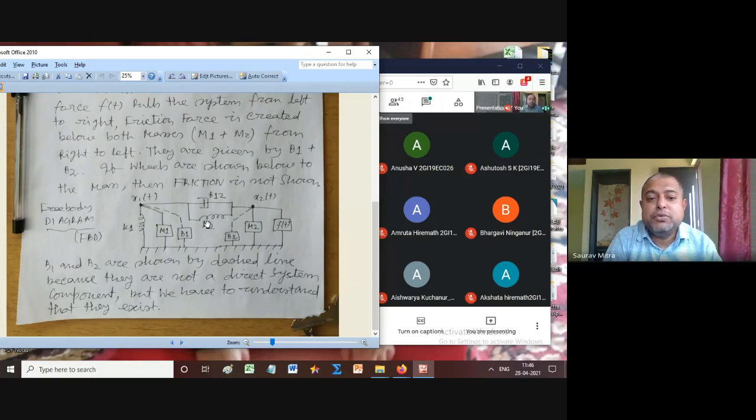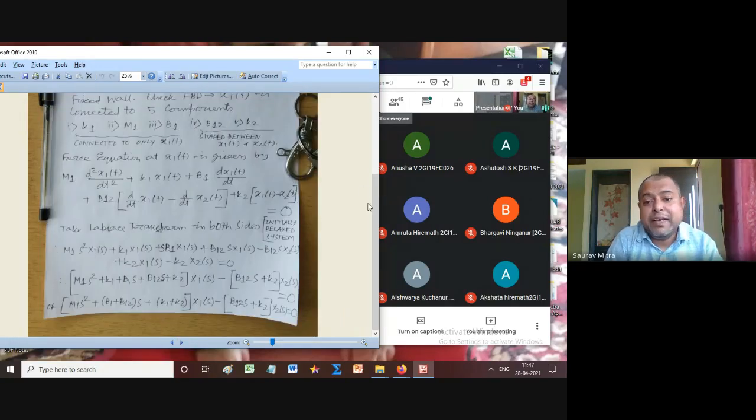Now B12 and K2, they are the common components between x1(t) and x2(t). So whenever you are writing the equation for x1(t), there will be three dedicated components: K1, M1 and B1, and there will be two components which will be having x1(t) minus x2(t). Similarly, whenever you are writing the x2 equation, there are three dedicated components: Ft, M2 and B2, and there are two components shared between x1 and x2, that is B12 into d/dt of (x2(t) minus x1(t)), and K2 into (x2 minus x1). So B1 and B2 are shown by dashed line because they are not a direct system component, but we have to understand that they exist. We have to assume and write accordingly.